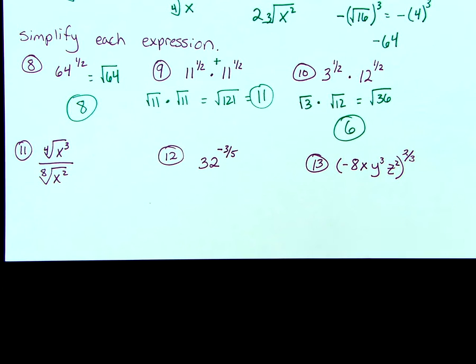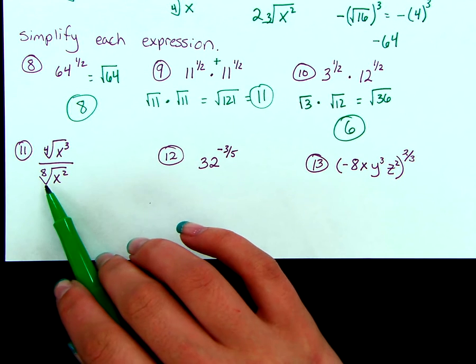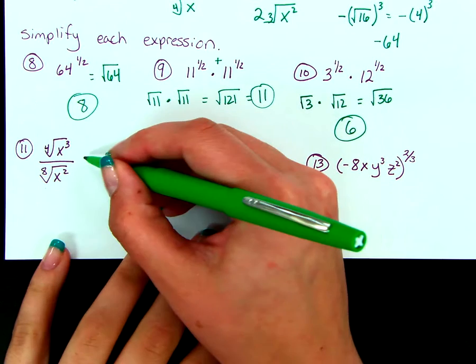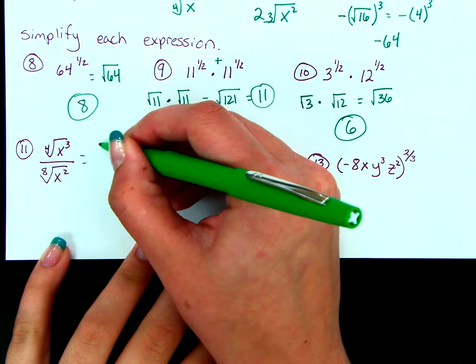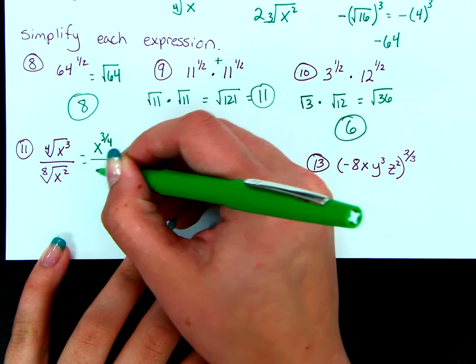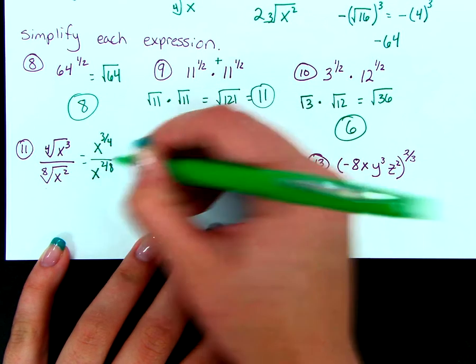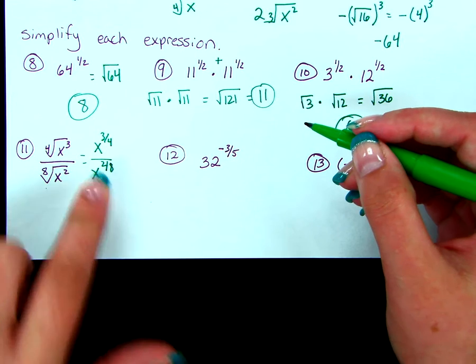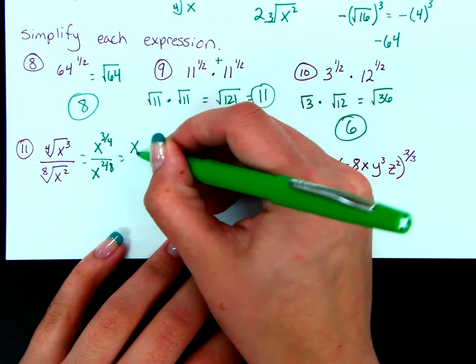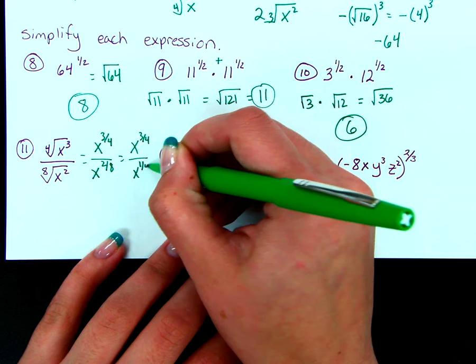All right, the next one, we can't simplify the fraction because we have a 4th root and an 8th root, so we are going to need to switch forms. So this would become x to the 3/4 power over x to the 2/8 power. And again, we can simplify that fraction. So this is really x to the 3/4 power over x to the 1/4 power.